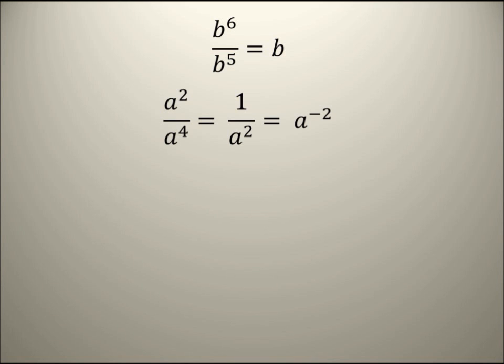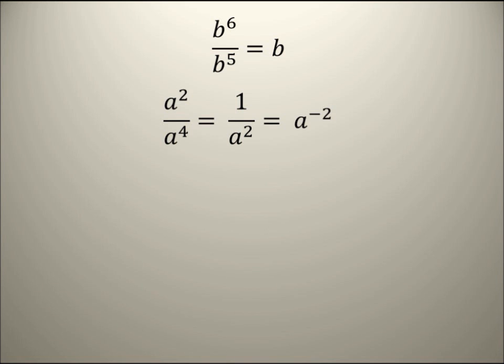Now, let's look at these two in more detail. We've got b to the power 6 divided by b to the power 5 equals b. A squared over a to the power 4 equals a to the power minus 2. Here, once again, let's focus on the powers on our answer. In the first one, the power is 1. And if you look at what's before the equal sign, on the top we have 6, on the bottom we have 5, and just looking at the numbers, we can see that 6 take 5 gives 1. In the second example, our power is minus 2. Looking at what's before the equal sign, we have 2 on the top, 4 on the bottom, and we can see that 2 take 4 gives minus 2.